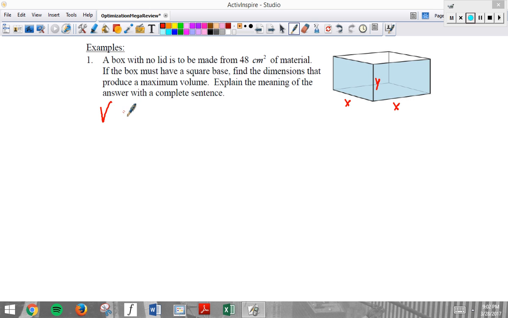My volume for this box would be x squared times y. Correct? Now I want to make sure I have only one variable on each side. So I would use my surface area equation, which for this box would be the bottom of the box plus 1, 2, 3, 4 sides of the box who have dimensions x, y. In particular, this box has surface area 48.